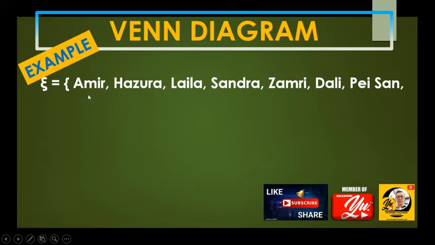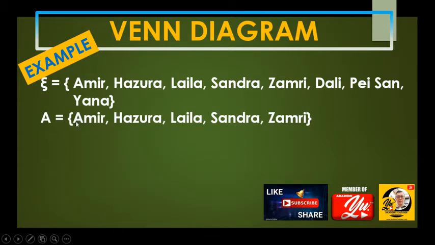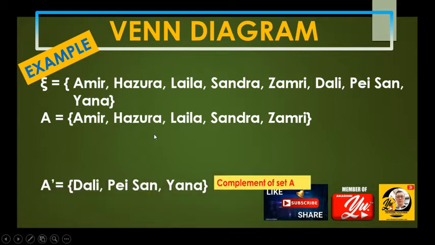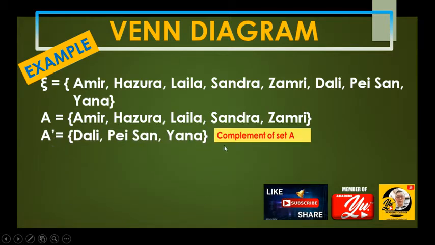Universal set. There are 8 students. Set A, there are 5 students. And A prime, or we call it complement of set A, are all the elements not inside the set A. So Dali, Peisan, Yana are not inside the set A. But these 3 students are still inside the universal set. This is called A prime or complement of set A.